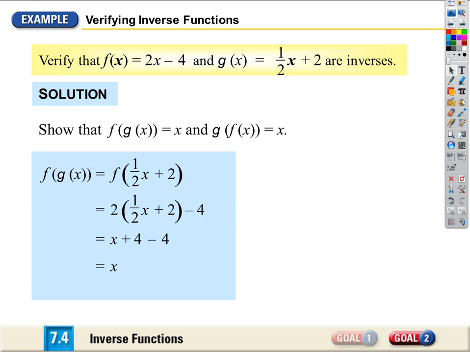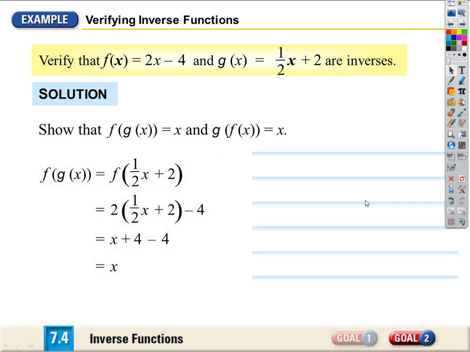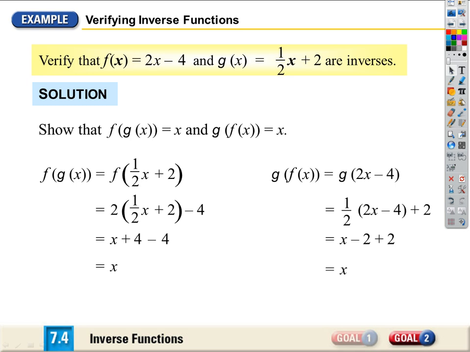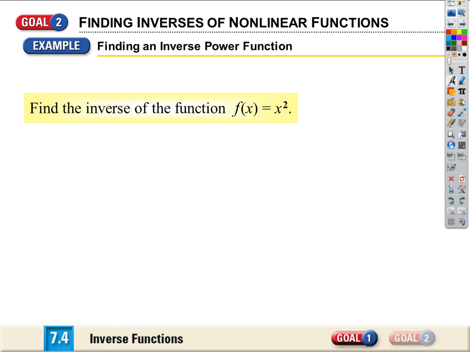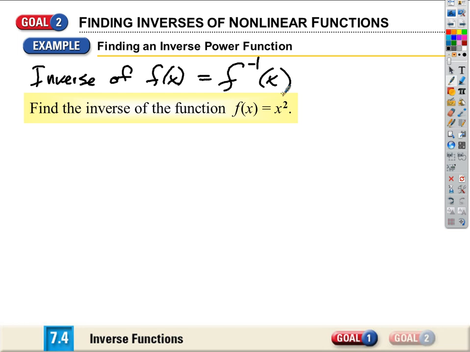Okay, so f of g of x equaled x, and g of f of x equaled x. And so that tells me that these are inverses of each other. Okay? And by the way, we write the inverse of f of x like that. That's our notation for inverse. A little strange. It does not mean to the -1 power. That's not it at all.